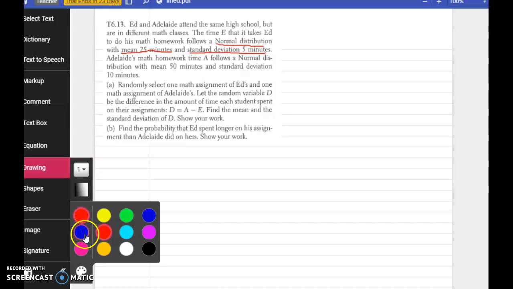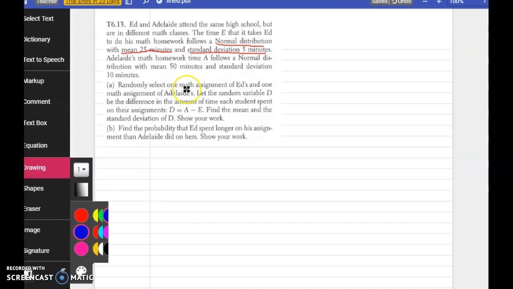And then Adelaide, the time it takes her to do her math homework is also normal. And that has a mean of 50 and a standard deviation of 10. So when you see the word normal, that's when you're thinking about those pictures we draw. Let's see what we're asked to find.